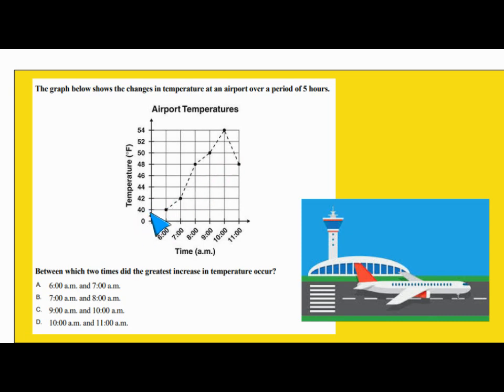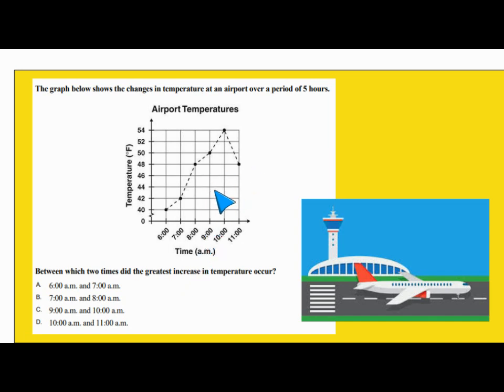That's the only time that you can have different increments between your numbers on your y-axis. So between which two times did the greatest increase in temperature occur? Greatest increase to me would be indicative that we are going to have a steep, increasing line, where the right side's a lot higher than the left data point side.